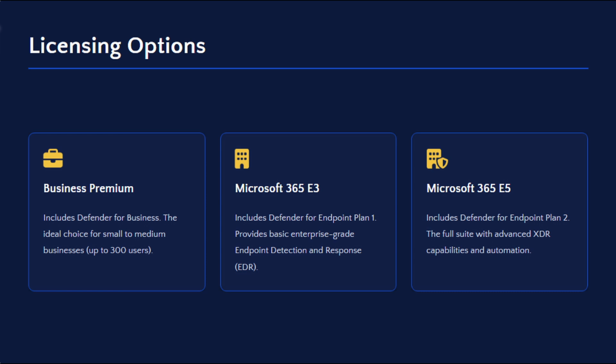Let's get to work. First, let's do a sanity check. You cannot onboard a device if you don't have the right ticket to the shop. You need one of these three. The first is Microsoft 365 Business Premium. This gives you Defender for Business, great for SMBs up to 300 users. Microsoft 365 E3, this gives you Defender for Endpoint Plan 1. Microsoft 365 E5, the big one, Plan 2 with full XDR tools.